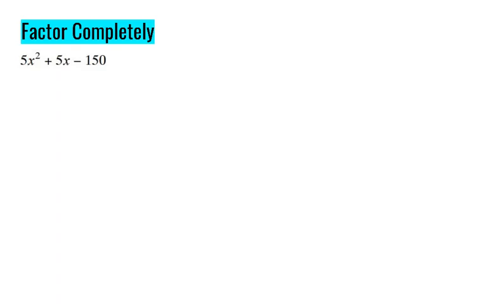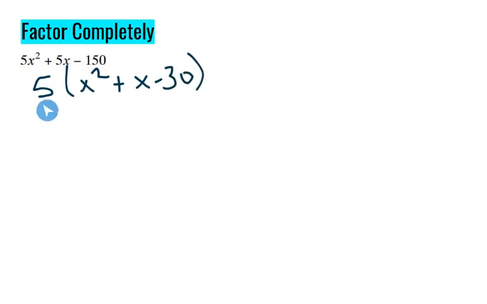So the first thing always when it comes to the quadratic is I look to see if there's a common factor that I can pull out. When I look, I have a 5 and that 150, so I know I can factor out a 5. When I factor out the 5, I have 5 times x squared plus x minus 30.